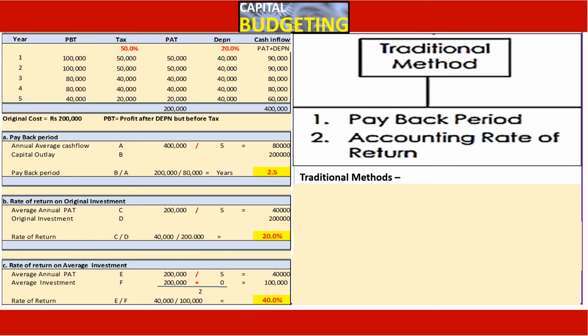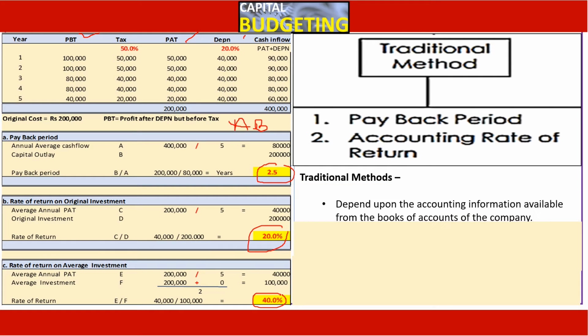We have seen under traditional method payback period, rate of return on investment, and rate of return on average investment. And all these figures are simple, straightforward from the books of accounts: profit before tax, profit after tax, depreciation, all from accounting books. And that talks of the strength of traditional method.